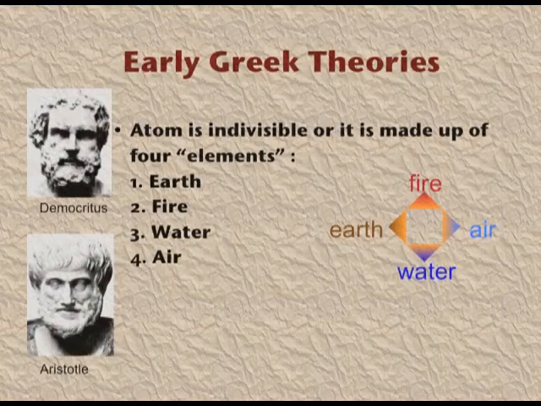First of all, Dalton proved scientifically that yes, matter is made up of atoms, that is the last and the ultimate smallest particle. Dear children, today we will study the structure of atom, unit 2 of class 11th. Early Greek theories by Democritus and Aristotle: atom is indivisible, or the atom is made up of four elements: earth, fire, water and air.